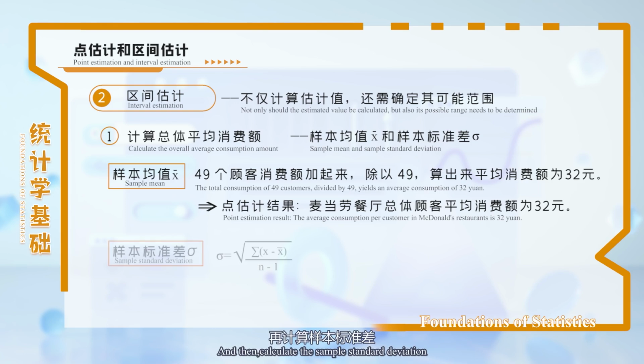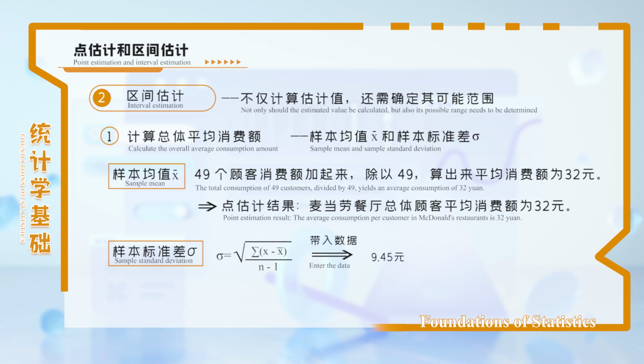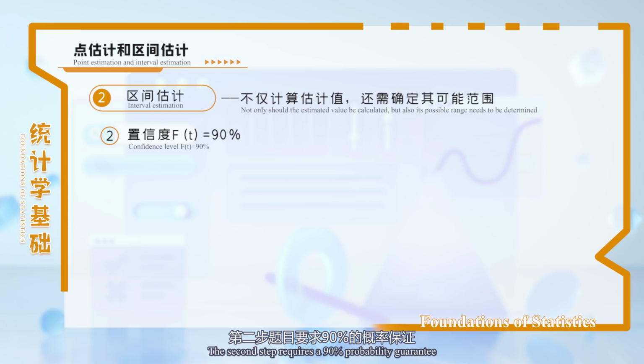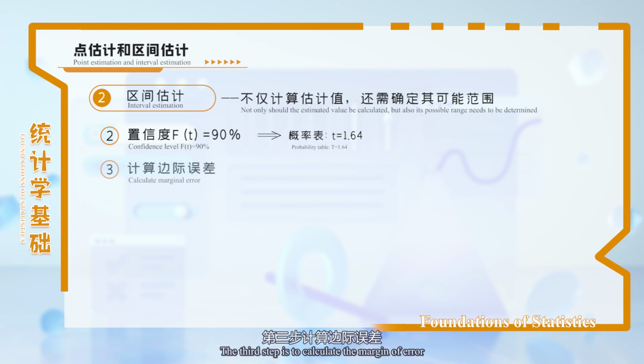And then, calculate the sample standard deviation. Bringing in the data, the result is 9.45 yuan. Then calculate the standard error. With the data, the result is 1.35. The second step requires a 90% probability guarantee, that is, the confidence level equals 90%. Checking the probability table, we get t equal to 1.64. The third step is to calculate the margin of error and determine the upper and lower limits of the interval.